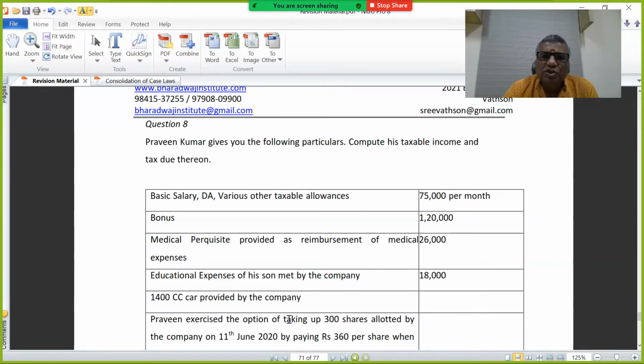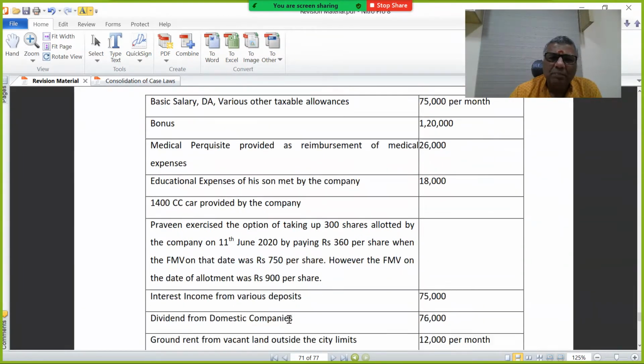Praveen Kumar gives you the following particulars. Compute the taxable income and tax due thereon. Basic salary, DA, various other allowances, 75,000. Bonus, medical perquisite provided as reimbursement of medical expenses. Educational expenses of his son met by the company. Okay. 1400cc car provided by the company.